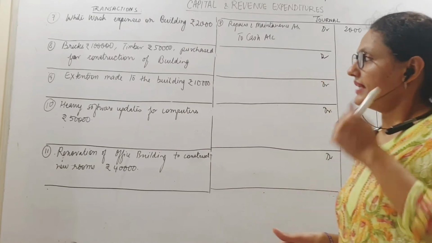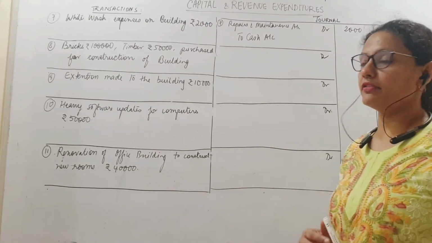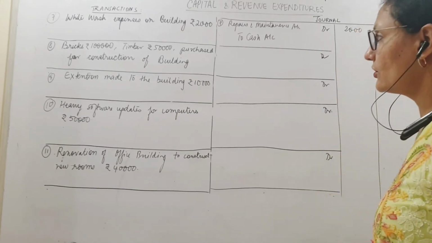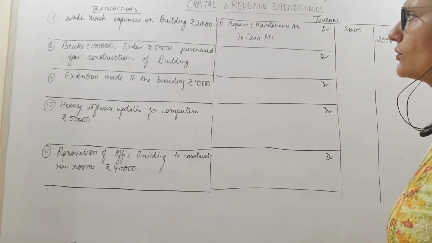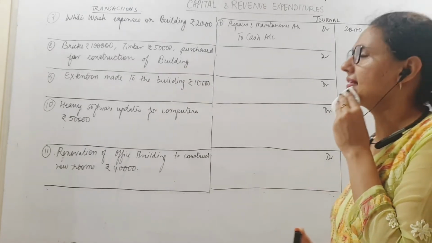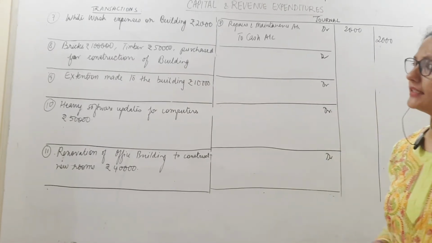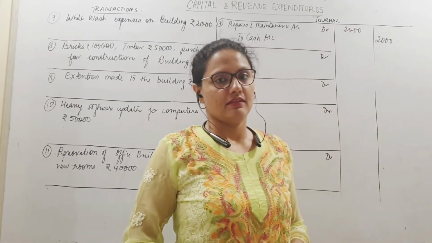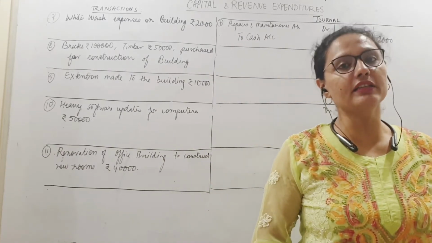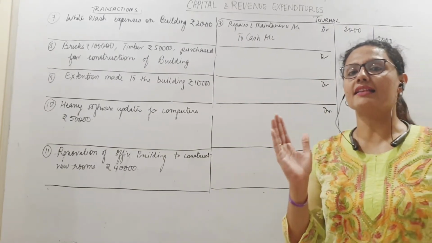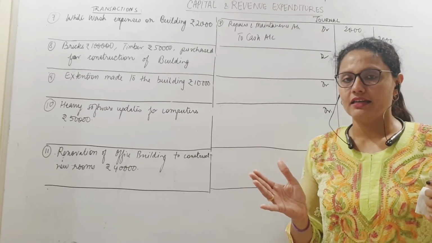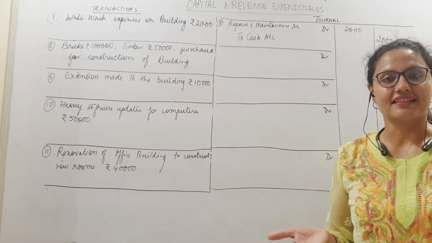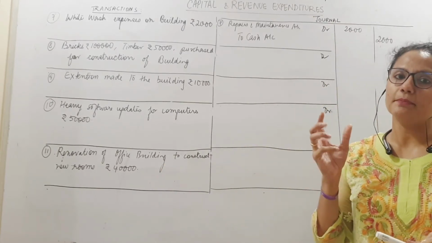Fine. Bricks 1 lakh, timber 50,000, purchased for construction of building. So here we are talking about bricks and timber. These all go to the construction of building. Here the materials are required. So do you think this is a capital expenditure or a revenue expenditure? Whatever material we have purchased, we will use for construction of an asset, that is the building, right? Isn't it a cost which will be a part of the building? Yes. So it should be added to the building account itself.